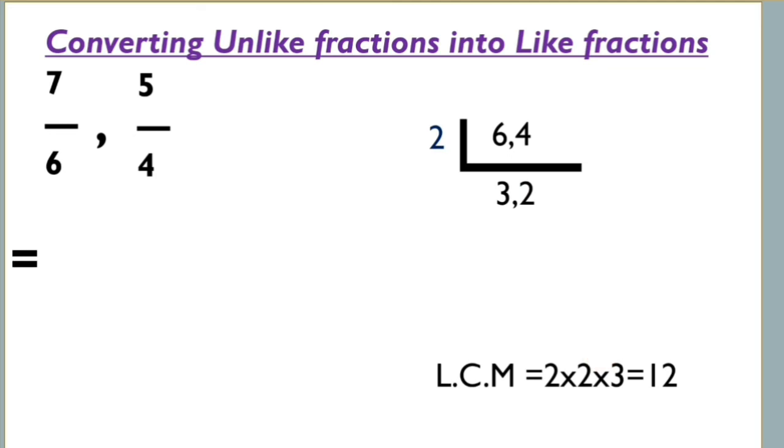So observe that first one, it is 7 by 6. To get denominator 12, I have to multiply with 2, because 6 2s are 12. So 7 into 2 by 6 into 2. Multiply numerator and denominator with same number, that is 2.